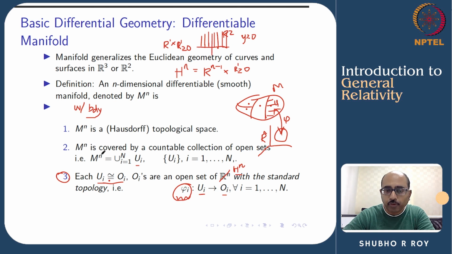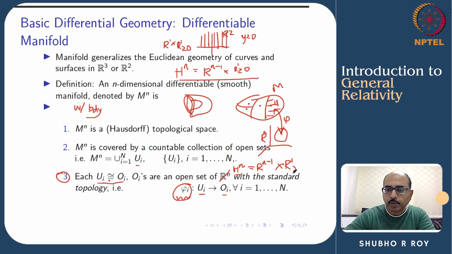If you have a manifold with a boundary, for example, you can have a hemisphere, right? The hemisphere has some boundary. This cap-like surface, it has some boundary. Now, open sets of this, let's say this is an open set, are mapped to an open set of the closed half space, the n-dimensional half space, which is given by this. All right, Hn is given by R^(n-1) times R1, positive semi-definite.